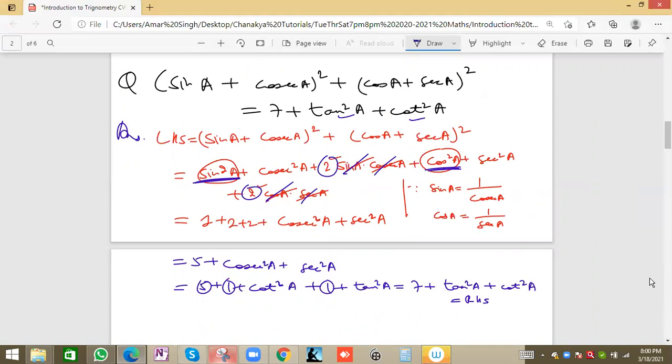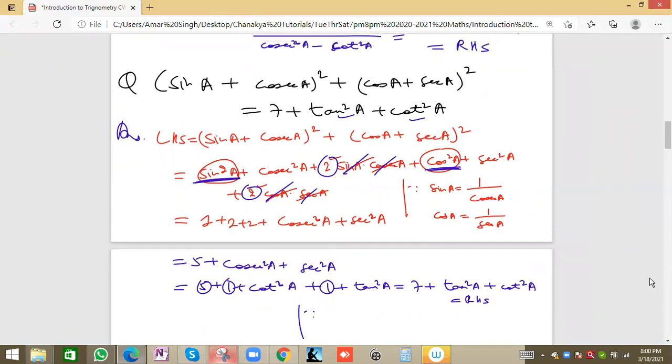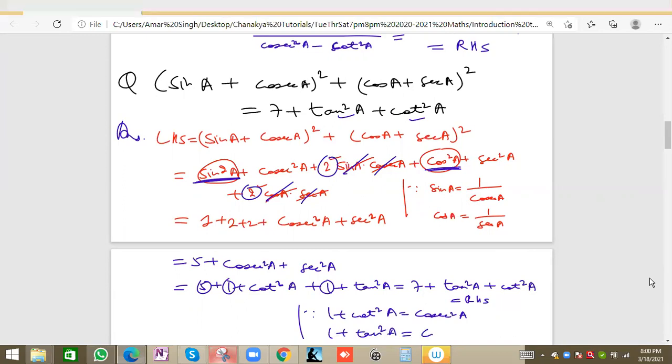Here we can also write the identities, since we have used all three identities in this question. 1 plus cot square A is cosec square A, and 1 plus tan square A is basically sec square A.